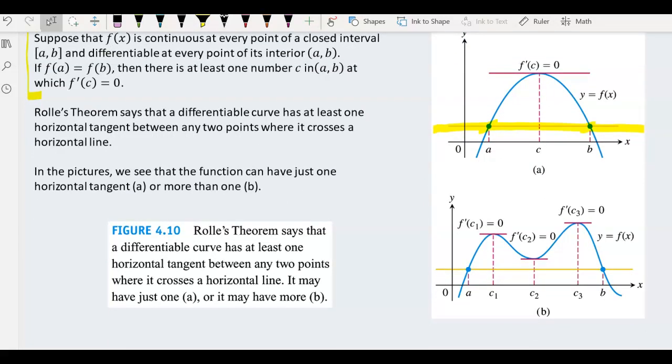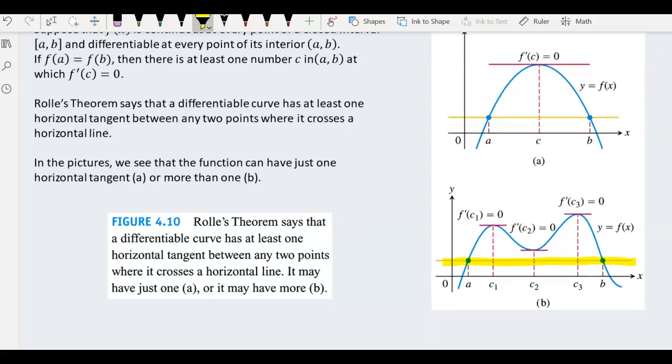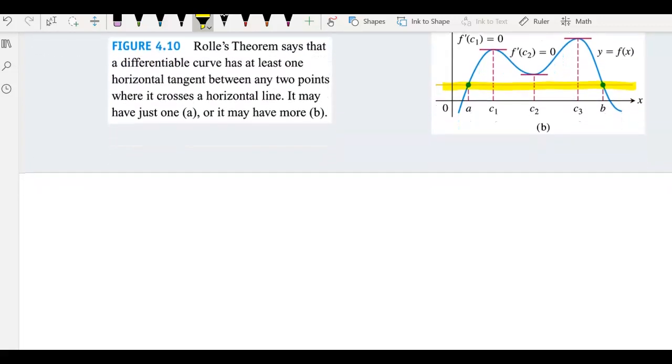So in this second picture, we're just making a distinction that it doesn't have to be only one individual place where the derivative equals 0. We've been calling that like a local maximum or a local min. It can happen in multiple locations, but we still have this horizontal line where f of A and f of B are equal. In this second example, we're showing that we've got these horizontal tangents in multiple locations. So let's prove this theorem.